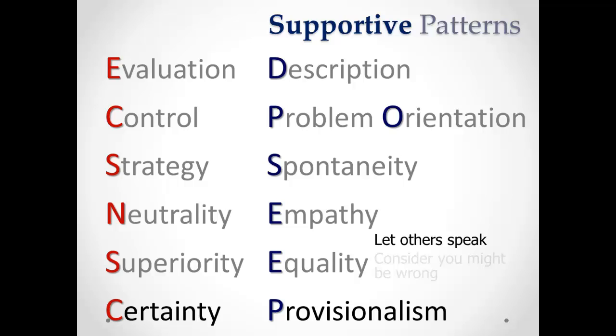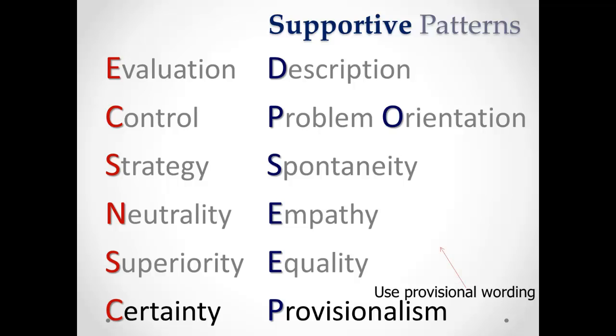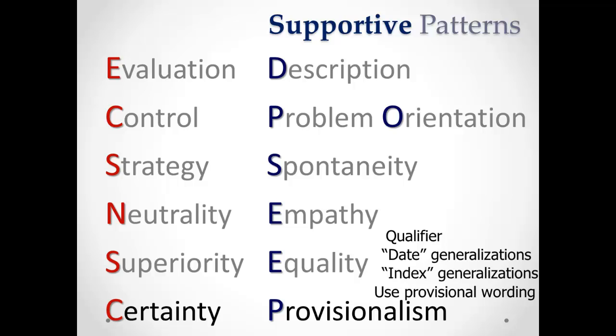Consider the remote possibility that you could be wrong. It's possible, really. And use provisional wording. One example of provisional wording includes prefacing a statement with a qualifier, such as "I think" or "from my perspective." You can also date generalizations, "the last time I looked" or "3 months ago." Indexing generalizations is providing a comparison, such as "compared to our last bill, this one is much higher."